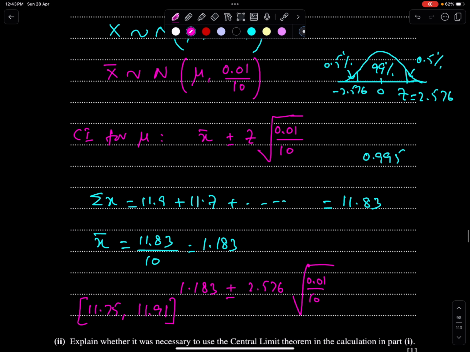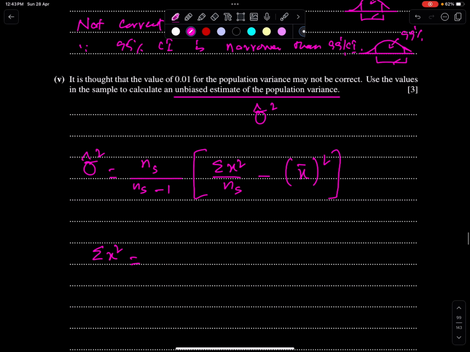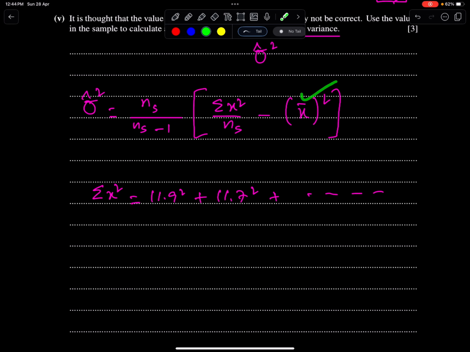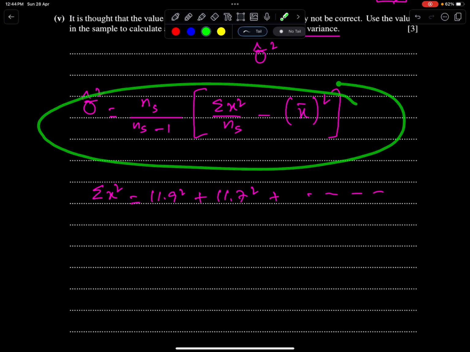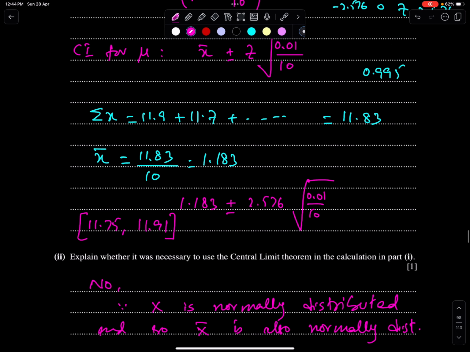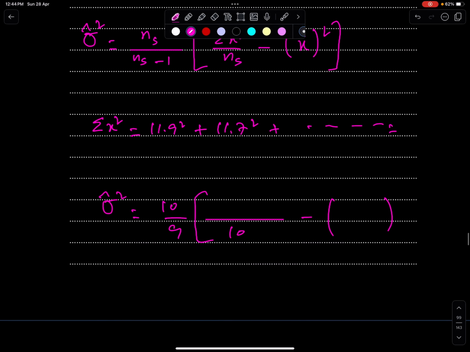And for that you need to square these values, 11.9 square, 11.7 square, and so on. We have mean, we have got sigma x square. Just substitute everything into this formula. Sigma cap square is 10 upon 9 sigma x square. I'm leaving this. You have to calculate this. n is 10 and mean was 1.183. So you can easily calculate sigma cap square now.